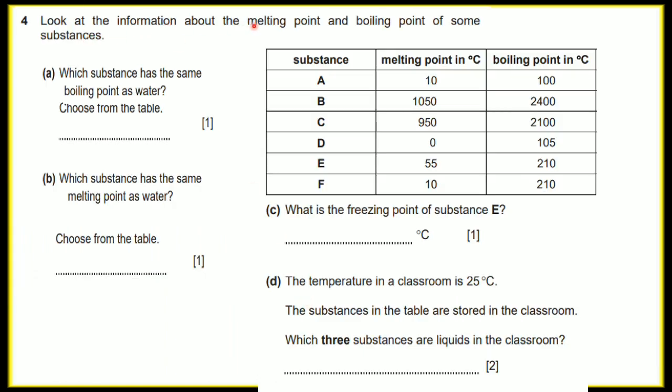Look at the information about the melting point and the boiling point of some substances. Which substance has the same boiling point as water? Choose from the table. Looking at melting point and boiling point, first of all, you should know the boiling point of water. So the boiling point of water is 100 degrees Celsius.